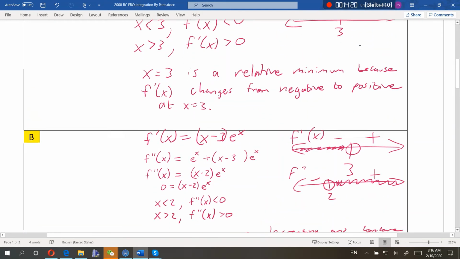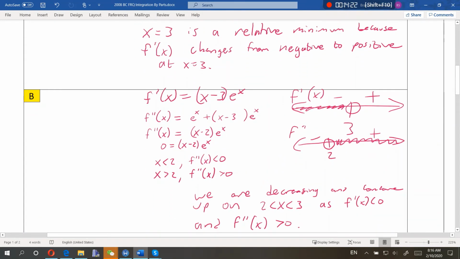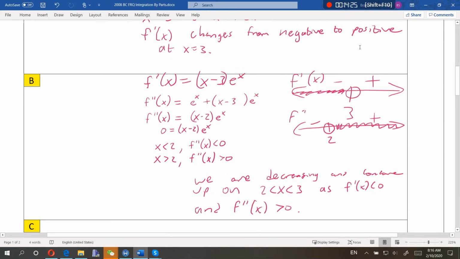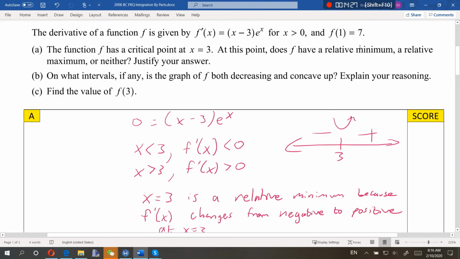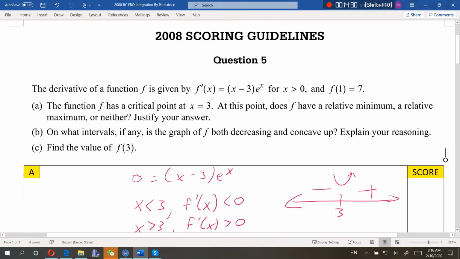Okay, any questions on this one? Nope. Cool. Wait, is it a BC question? This is a BC question, yeah. It seems easy, so far.